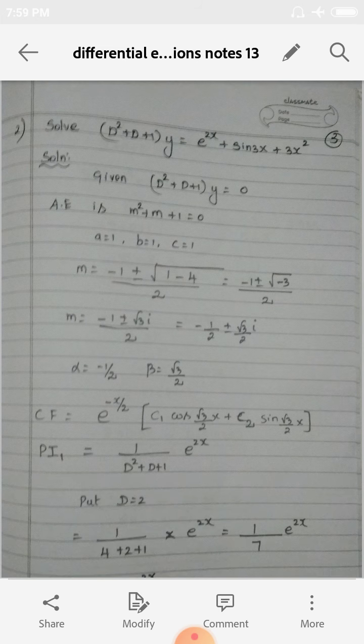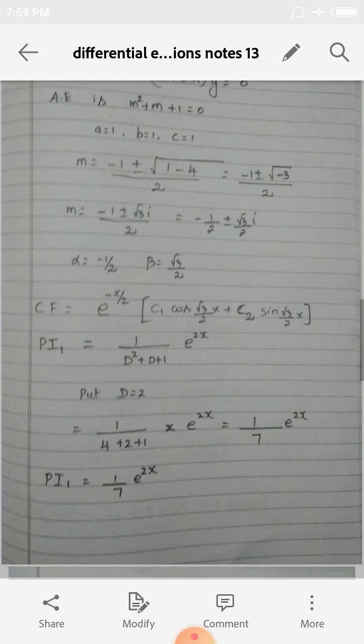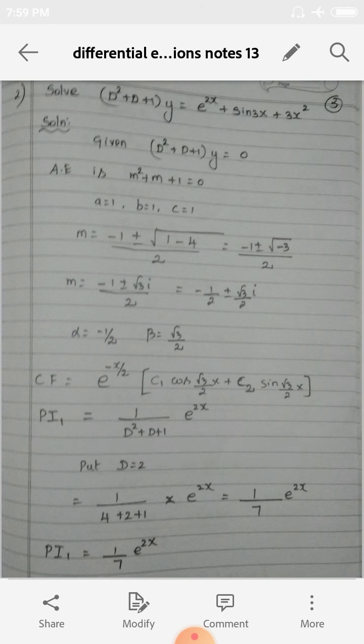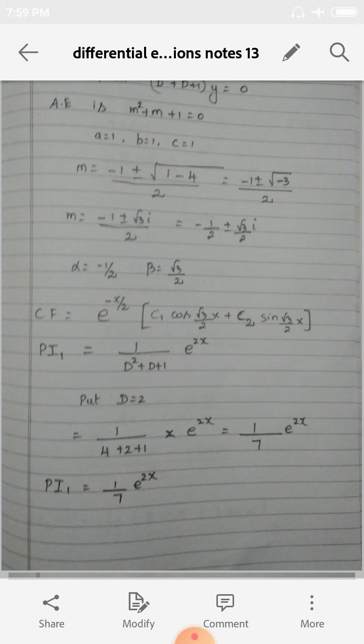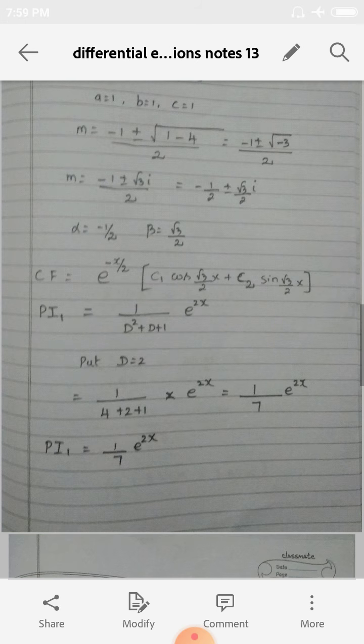Right. So first we have to find the complementary function. So what is the auxiliary equation? m square plus m plus 1 is equal to 0. So we have to use the formula method to find the roots. So what are the roots? Here the roots are alpha equal to minus 1 by 2 and beta equal to root 3 by 2. So what is the complementary function? e power alpha x into (c1 cos beta x plus c2 sin beta x).